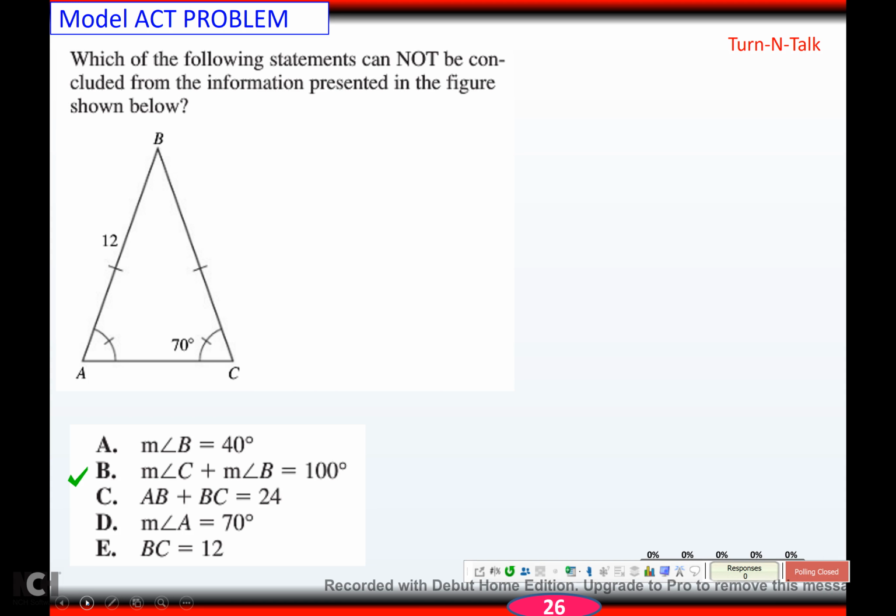And hopefully you got B. It says, which of the following statements cannot be concluded from the information presented in the figure shown below? Well, A says that the measure of angle B is 40 degrees. Well, again, this is isosceles. So if this is 70, this is 70. 70 and 70 is 140. 180, take away 140, leaves 40 degrees for angle B.